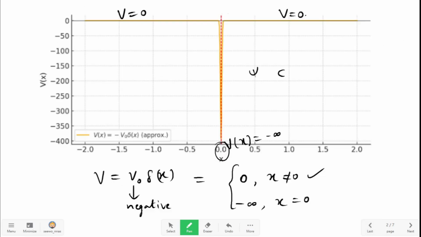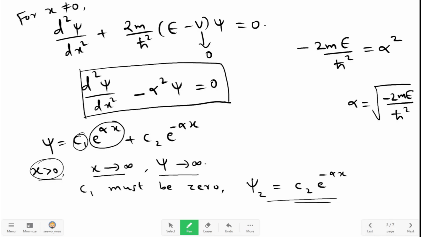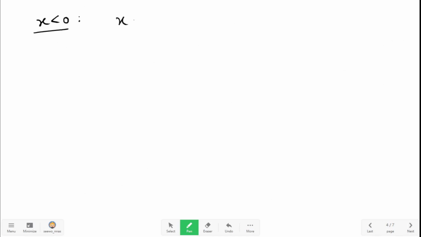C2 psi2 is equal to C2 e raised to minus alpha x. Now consider the region x less than 0. In this region, if x is tending to minus infinity, what happens? If x is tending to minus infinity, then e raised to minus alpha x will tend to infinity. So for x tending to minus infinity, psi is tending to infinity.